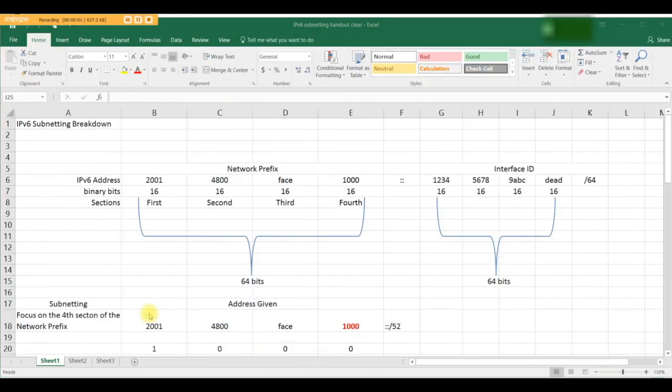All right. Welcome everyone to the IPv6 subnetting breakdown. Okay. So now I doubt they're going to make you do some very complicated subnetting, if at all, in IPv6, but just in case they do, here we go.